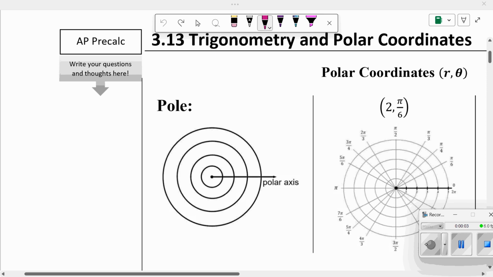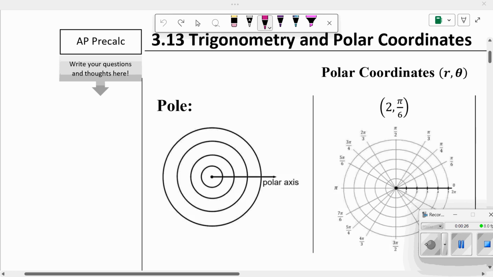Okay, we are going to start a new topic today, and these are called polar coordinates, working with polar graphs and trig also. So polar coordinates, polar graphs, polar equations use circles for their grids instead of the XY axis that we're used to. So these concentric circles that you're looking at is actually a polar graph right here.